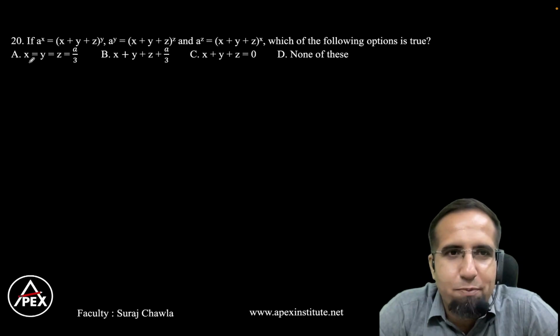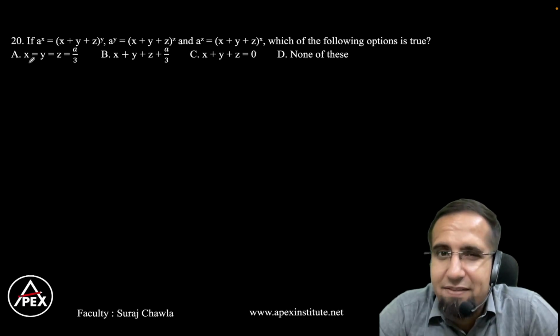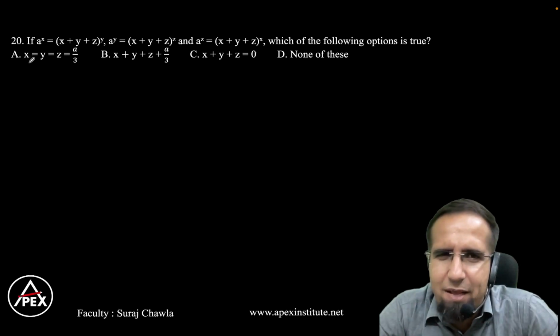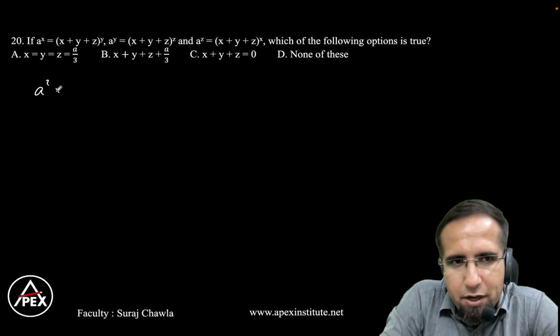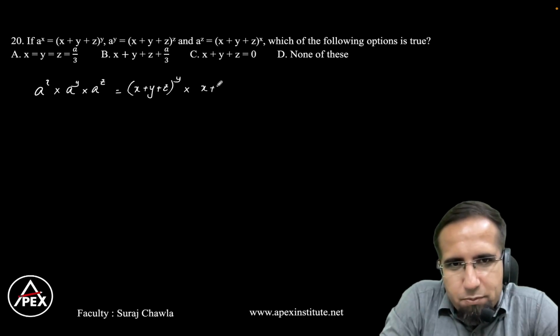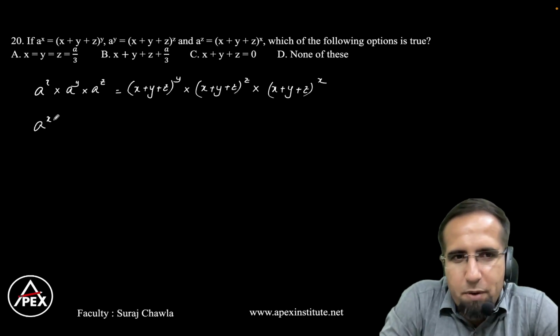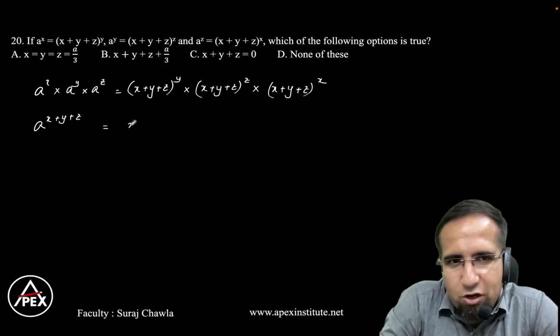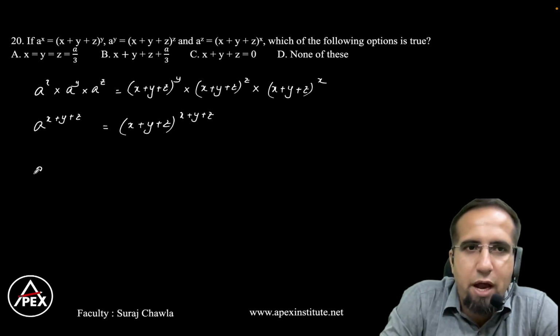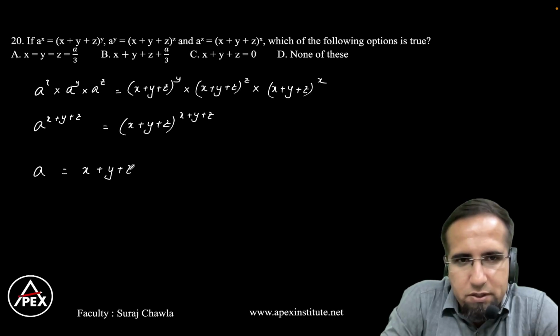Now, the last question of this session, guys. a to the power x is equal to (x plus y plus z) whole to the power y. a to the power y is equal to (x plus y plus z) whole to the power z, and a to the power z is equal to (x plus y plus z) whole to the power x. Now, on the left hand side, I'm seeing a common base, so let's multiply them. If I multiply them, this becomes a to the power x into a to the power y into a to the power z is equal to (x plus y plus z) to the power y into (x plus y plus z) to the power z into (x plus y plus z) to the power x. So we can write this as a to the power x plus y plus z, and this can also be written as (x plus y plus z) to the power x plus y plus z. So from here we can conclude that a is equal to x plus y plus z.